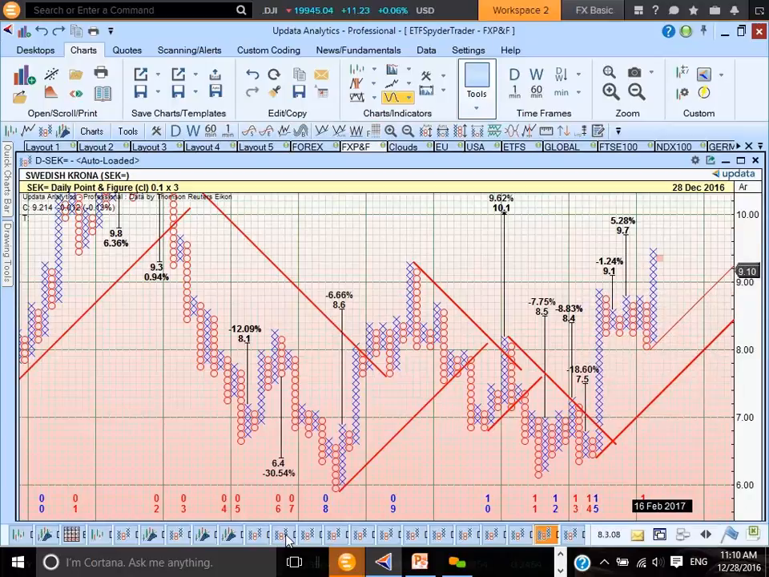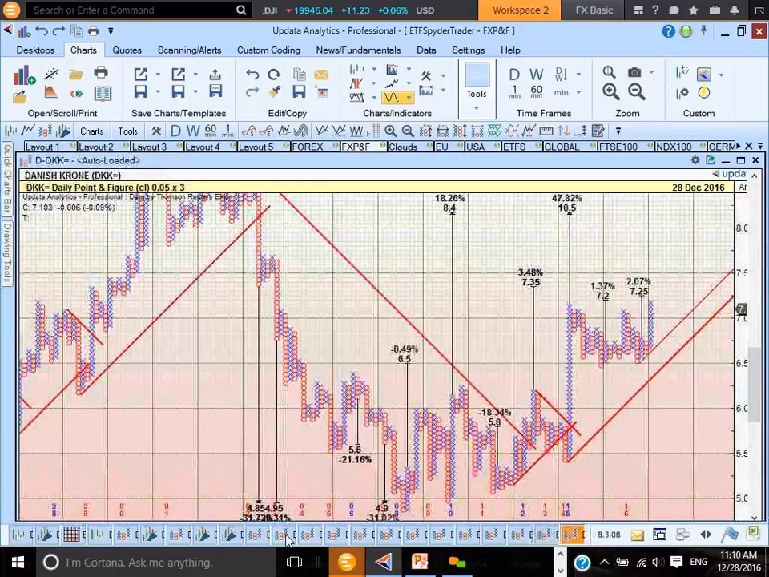8.7 as the next support zone. But so far, still grinding higher and it looks like it wants to print a decline there, but we don't have a reversal yet. We need a confirmed point and figure chart reversal to the downside. But so far, the long-term trend remains up with 9.7 as the target.